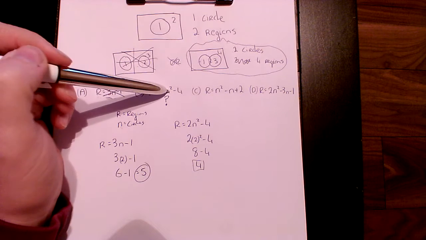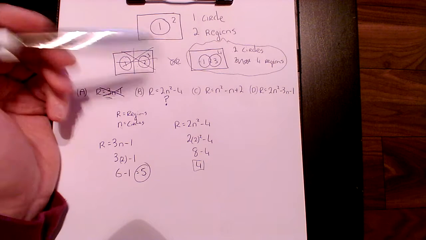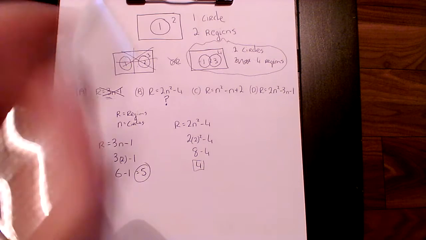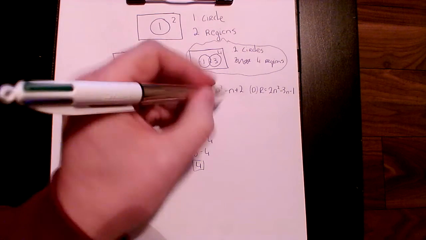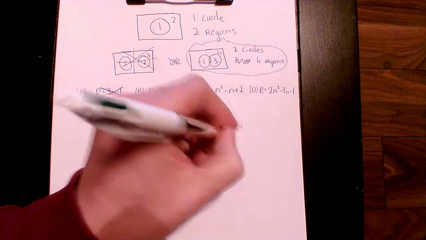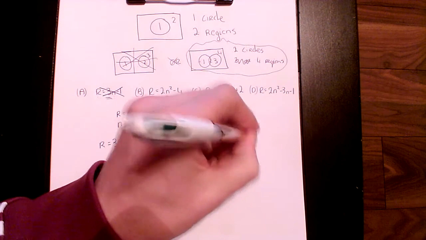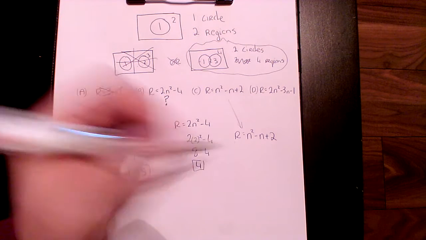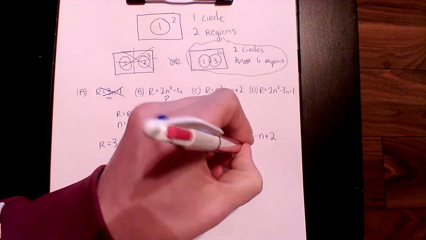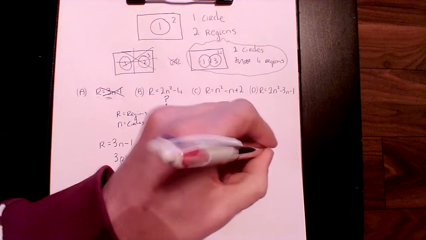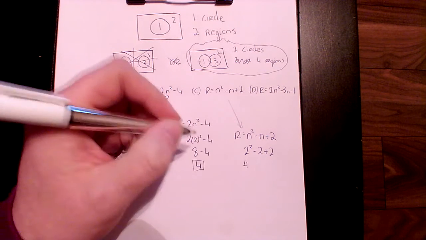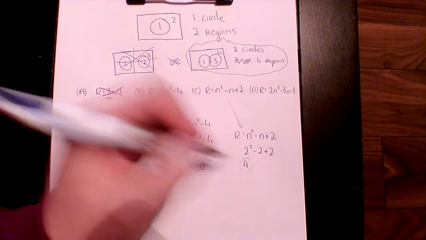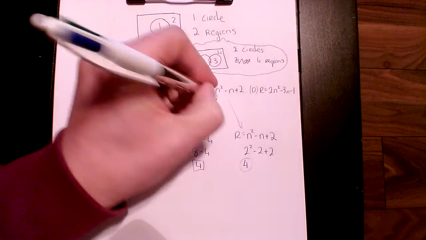I wonder, would it work if we put 1 in, would we get out 2 regions? Let's see in a sec. We'll park it for the minute. So far this one works. Now let's try this one. R equals n squared minus n plus 2. Again, I'll put in 2 for n. Does it spit me out 4? So 2 squared minus 2 plus 2. 2 squared is 4, minus 2 plus 2, which just cancel each other out. So, oh look, I also have a 4. So it could be this one.